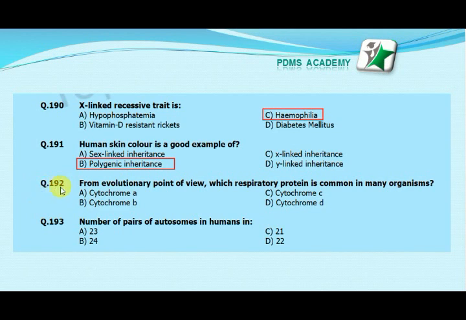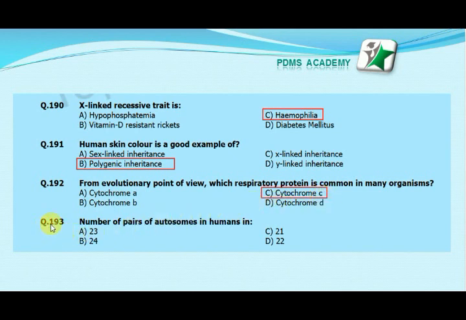Our next MCQ is: from evolutionary point of view, which respiratory protein is common in many organisms? Option A, cytochrome A, option B, cytochrome B, option C, cytochrome C, option D, cytochrome D. Our correct answer is C, cytochrome C.